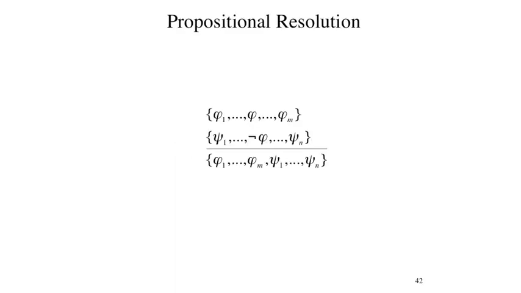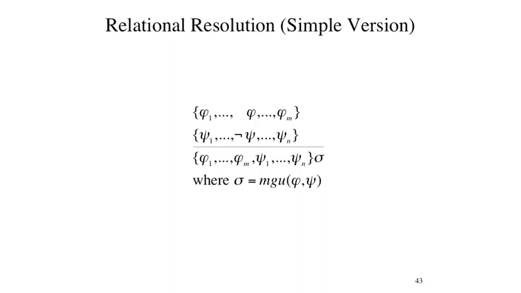In propositional logic, if we have a clause containing a literal phi and another clause containing a literal not phi, we can use propositional resolution to derive a new clause by collecting together the literals from both clauses except for the complementary pair of literals. Relational resolution is similar, except the positive literal and the target of the negative literal do not need to be identical. It suffices that they are unifiable.